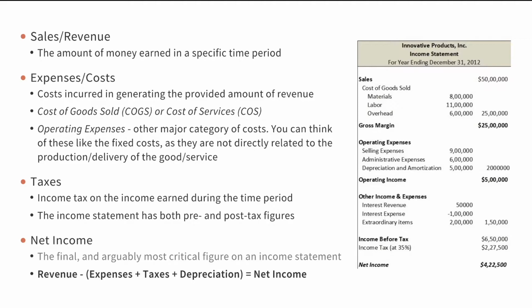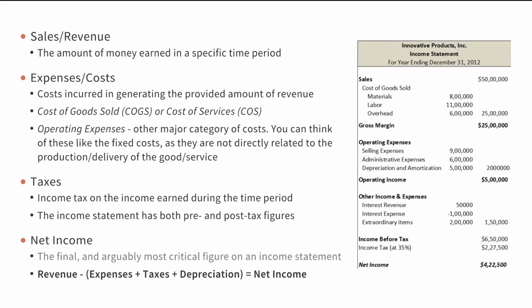On the income statement, costs are broken down into two main categories. First, you have the cost of goods sold or cost of services category, which really depends on the nature of the business. A company that sells products will use cost of goods sold, whereas a company that delivers a service will use cost of services. And then the other category is operating expenses. You can think of these like fixed costs as they're not directly related to the production or delivery of the good or service. The next category on an income statement are taxes.